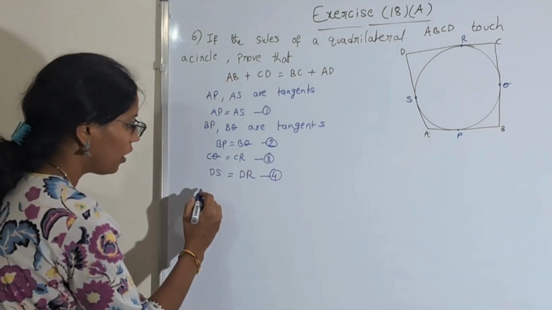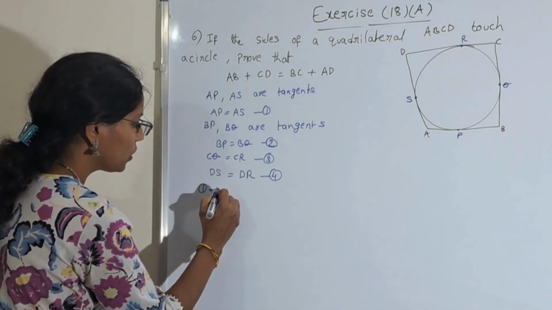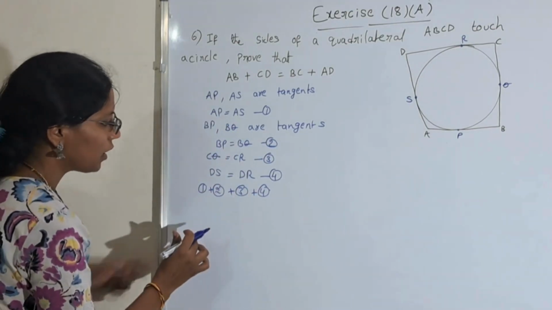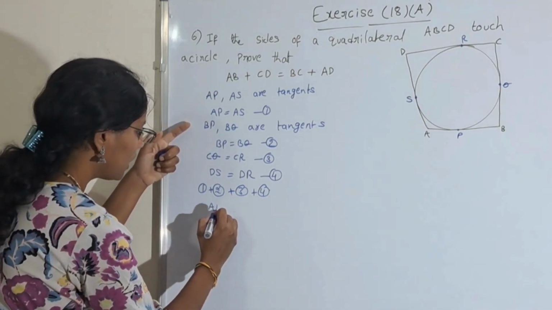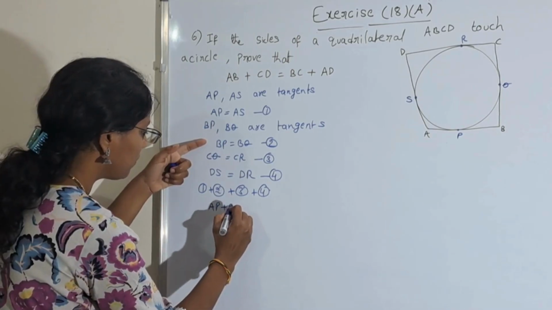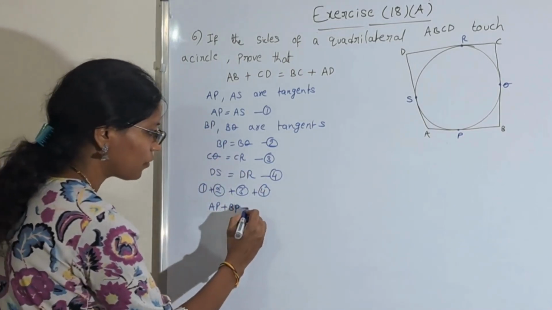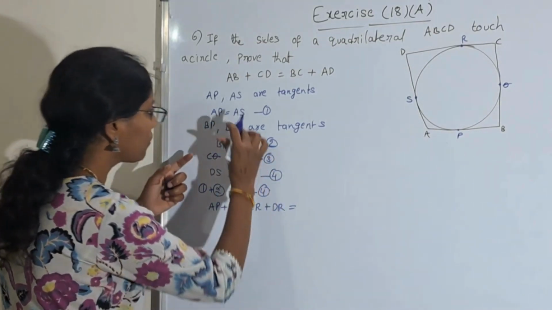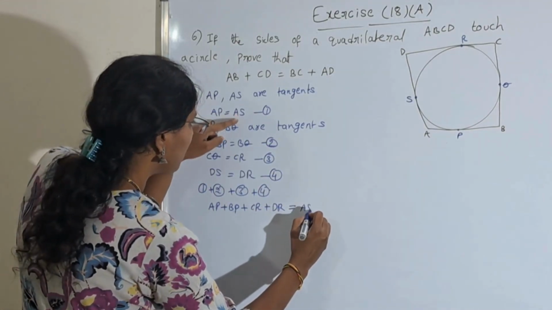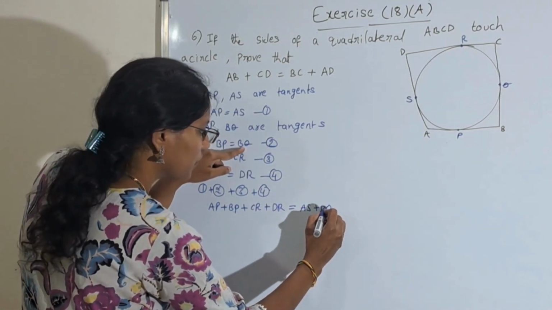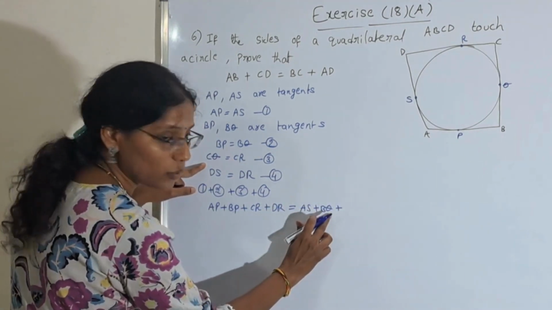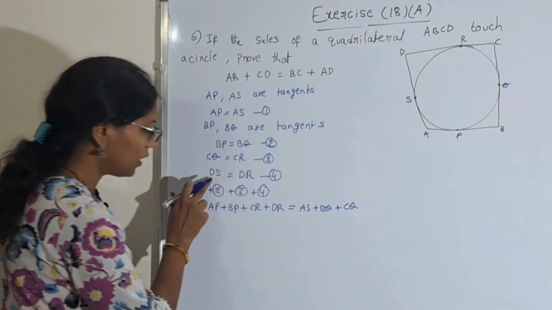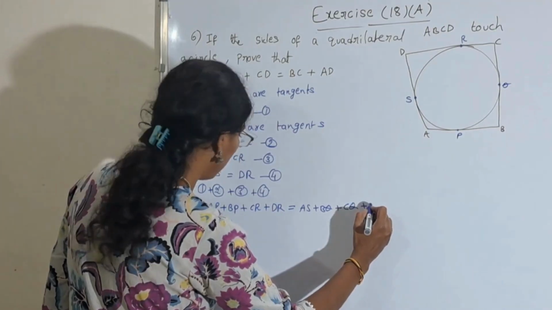We have to add all. 1 plus 2 plus 3 plus 4. Here left hand side we have to add AP plus BP. Next this side we have to add CR plus DR. Otherwise I am writing is equal to here AS, here plus BQ, here plus CQ, here Q is there. Plus here S is there. That's why S I will write on the right side only, DS.